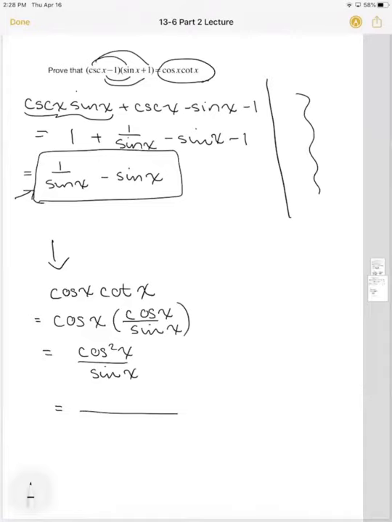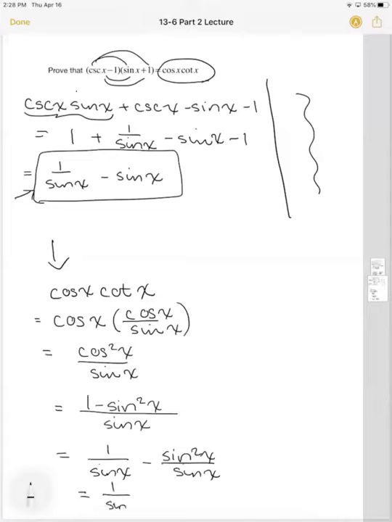All righty, so what do we know cosine squared x is? It is, by the Pythagorean identity, 1 minus the sine squared of x over the sine of x. Oh, I think things are looking really good here. Let's split this up into 2 fractions. 1 over the sine of x minus sine squared x over sine x, which is going to give me for a final expression 1 over sine x minus sine x. And look at that. It matches perfectly with the left side that we simplified.